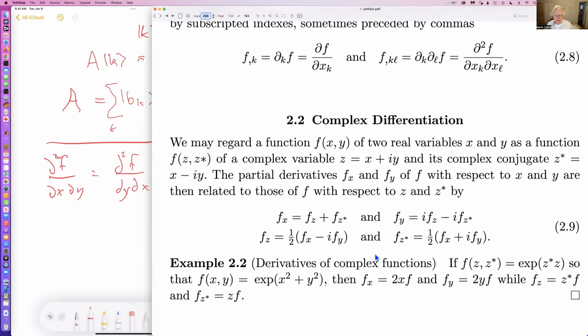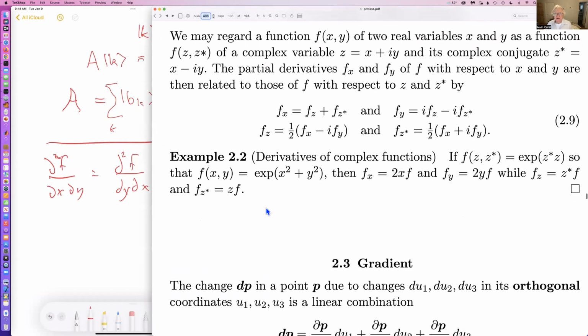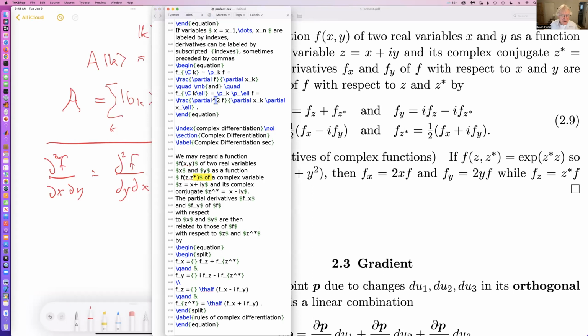What's a little tricky is that you can think of a function as a function of two real variables. Sometimes it's written as a function of two complex variables, and I see there that I need to put in an upper index there.